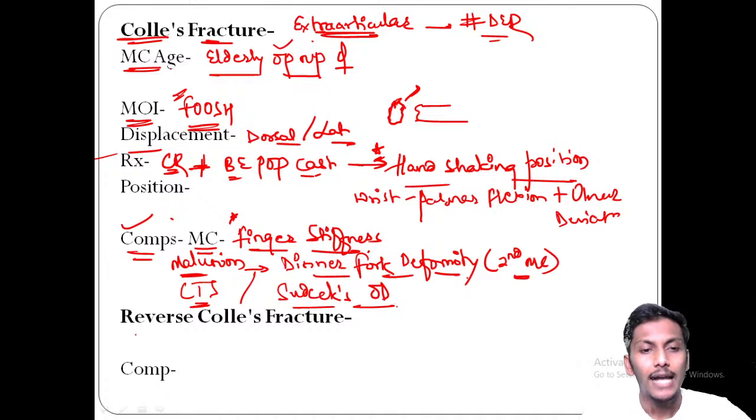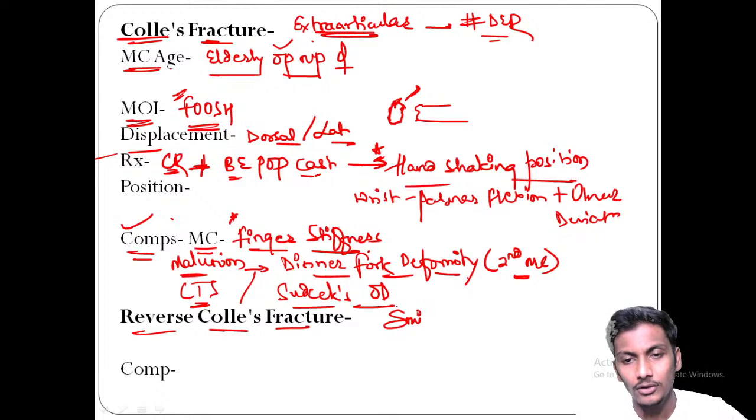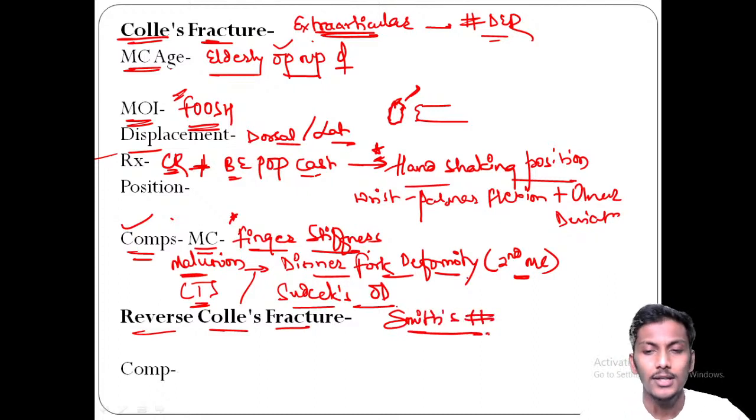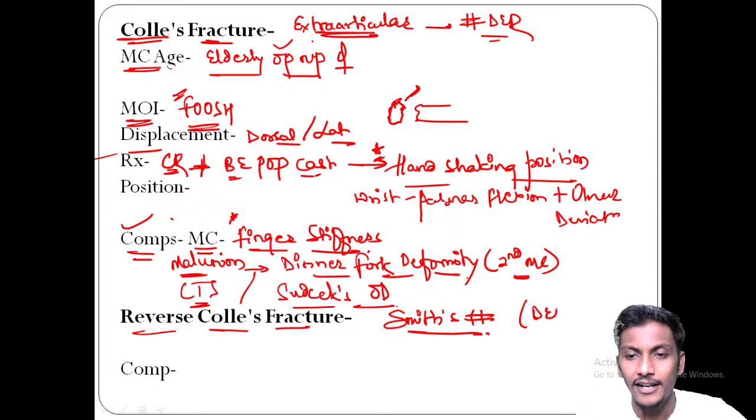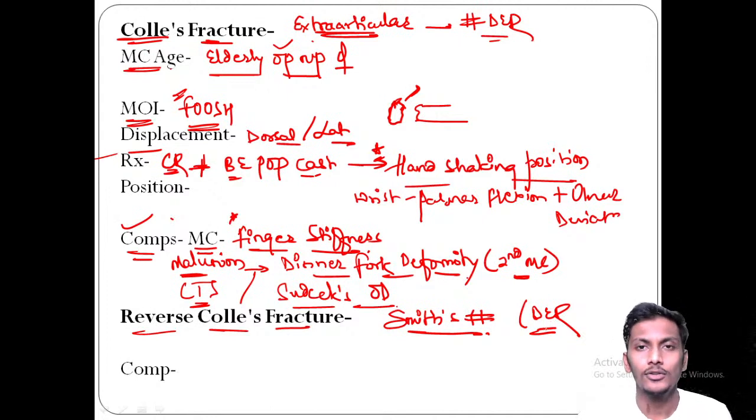Right? Now, what is a reverse Colle's fracture then? Please remember, reverse Colle's fracture is also known as your Smith's fracture. Again, it is also a fracture of the distal end of radius. This fracture is also extra-articular.